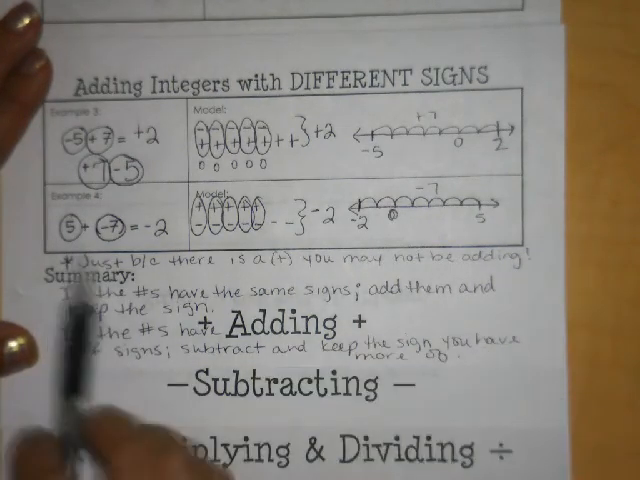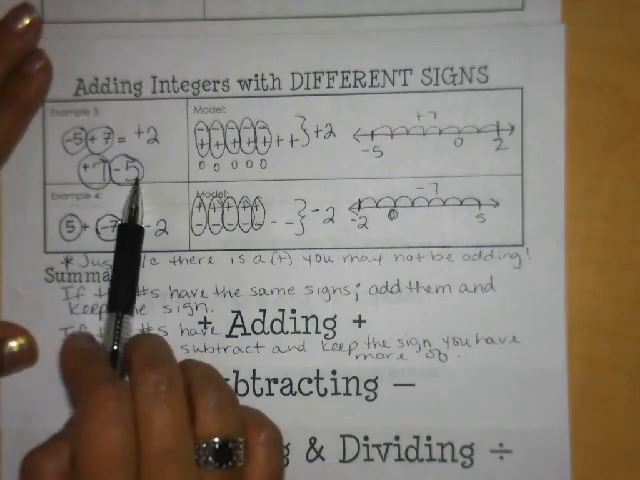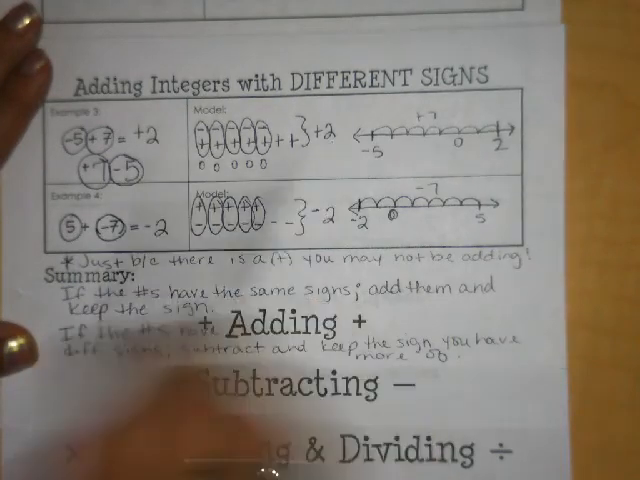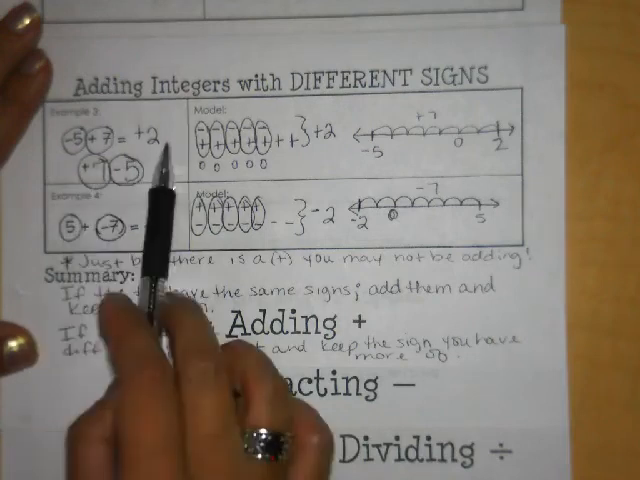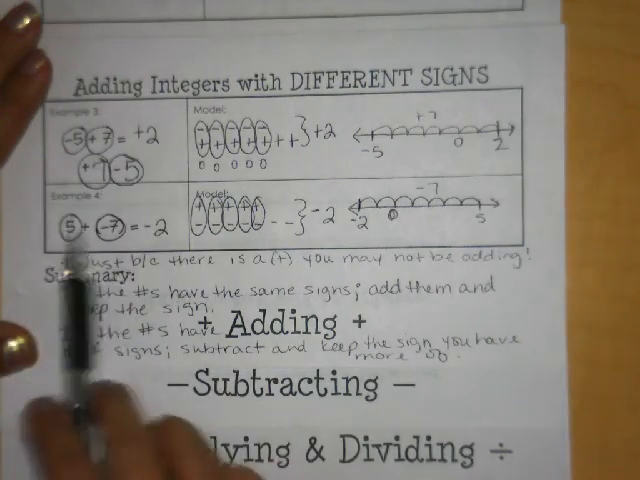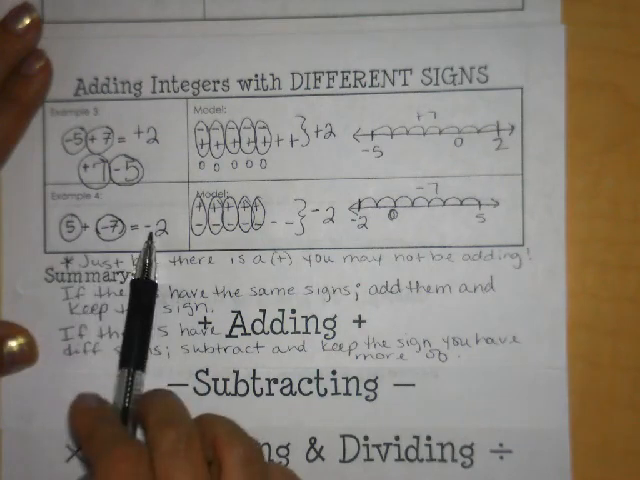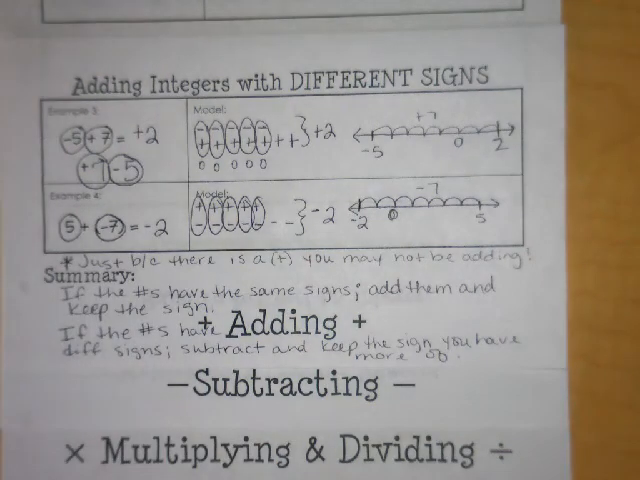So for example, if we take 7 minus 5, we get 2, and we have more positives, so it's a +2. But here, they were different. 7 minus 5 is 2, and I have more negatives, so my answer is a negative.